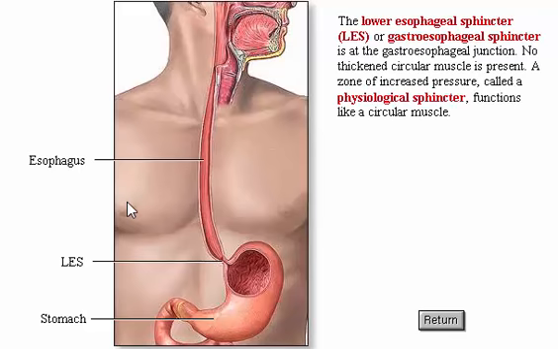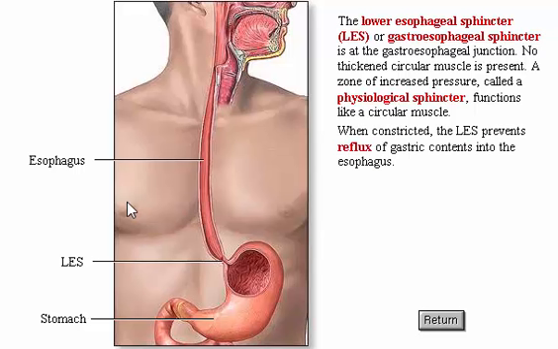The lower esophageal sphincter, or gastroesophageal sphincter, is at the gastroesophageal junction. No thickened circular muscle is present. A zone of increased pressure, called a physiological sphincter, functions like a circular muscle. When constricted, the lower esophageal sphincter prevents reflux of gastric contents into the esophagus. Click the return button to revert to the original diagram.